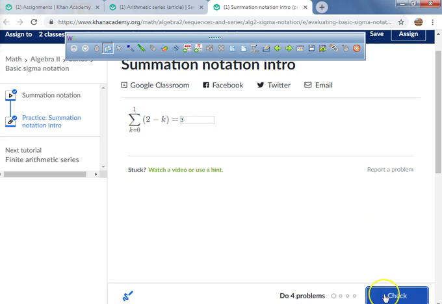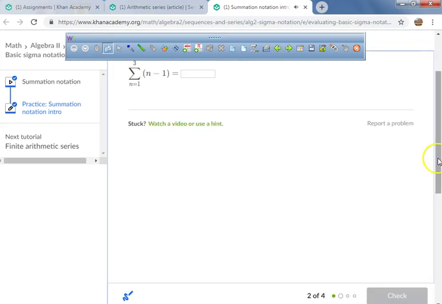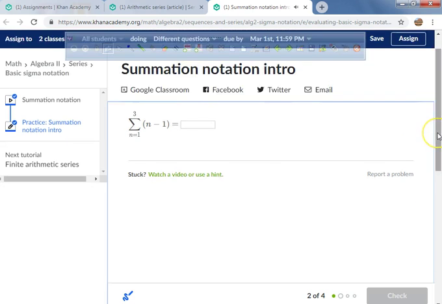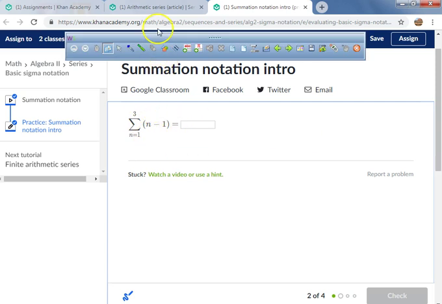Now, obviously, you can use a calculator and do it, but I want you to try it by hand and then check it with the calculator. Okay, so that's what I want you to do here. Do it by hand and check it with the calculator.